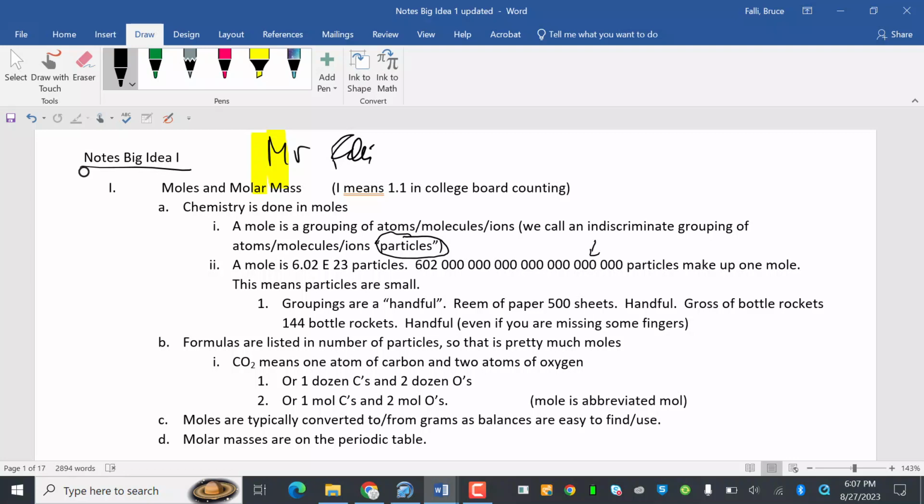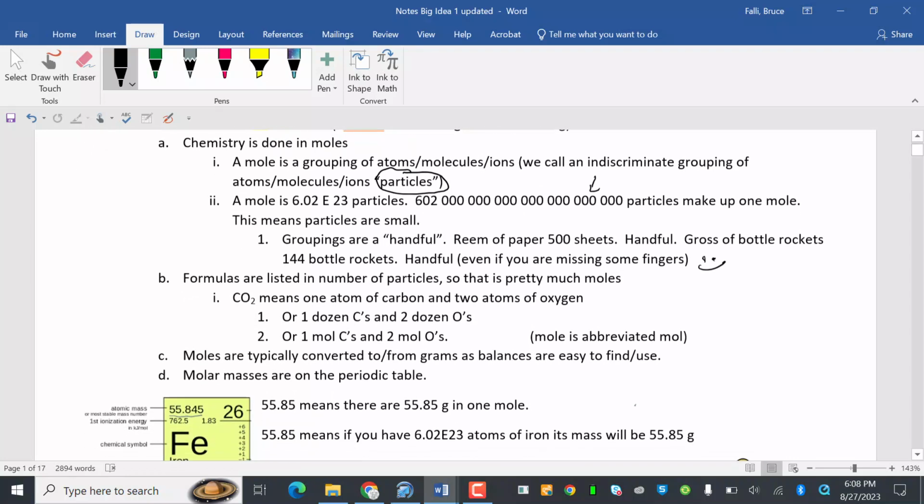This means particles are small. If I have a whole bunch of them, it's small. And a mole, believe it or not, this works pretty well. The groupings are about a handful. Okay, a ream of paper is 500 sheets. That's a handful. A gross of bottle rockets, 144 bottle rockets. That's a handful. Okay, even if you miss fingers, haha.